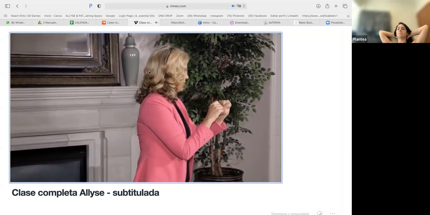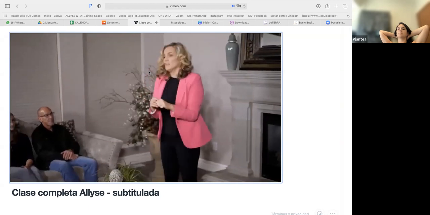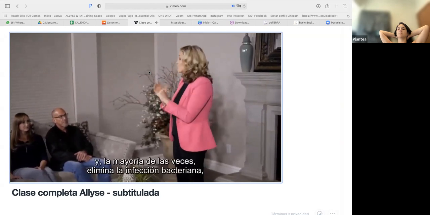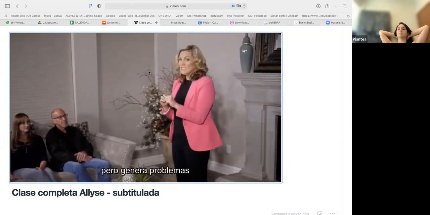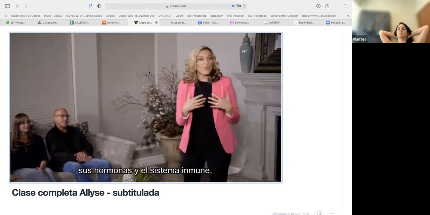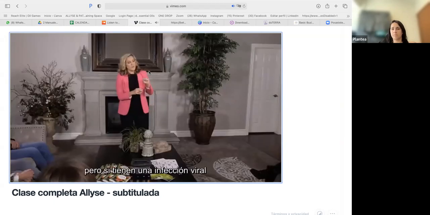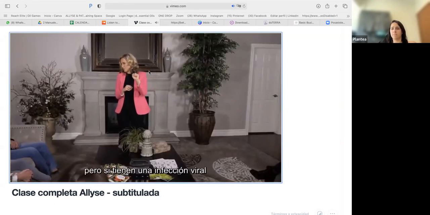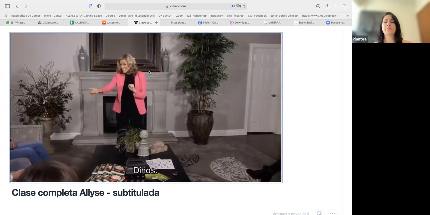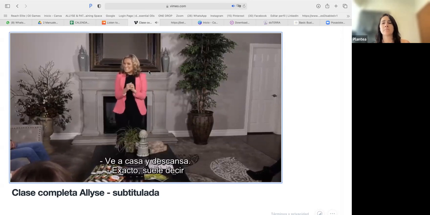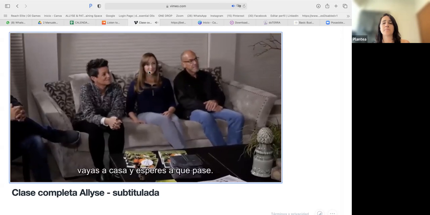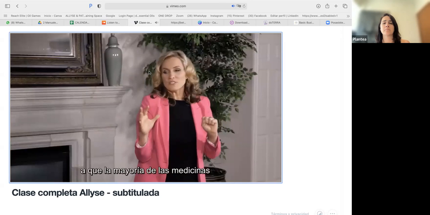So if you're going to your doctor and you have a bacterial infection, a lot of times he will offer you an antibiotic, right? Now, that antibiotic you'll be on for 7 to 10 days, and most of the time it can get rid of the bacterial infection, although it creates problems and wreaks havoc on your gut and also on your hormones and your immune system. But if you have a viral infection and you go to the doctor, what does he say? He usually says, there's really nothing we can do, drink a lot of water, rest, go home and wait it out.